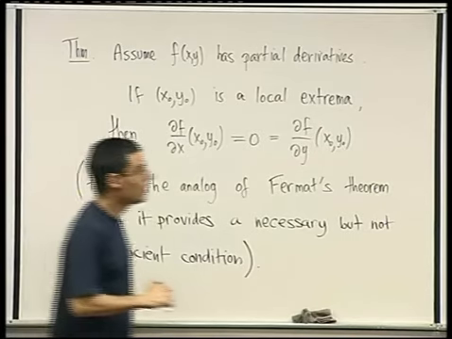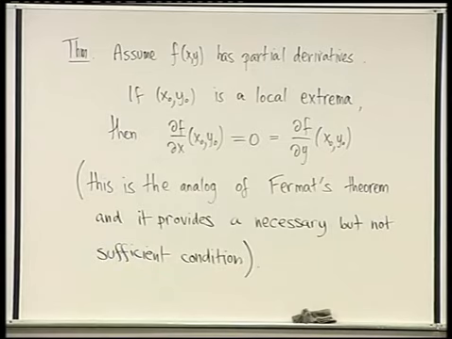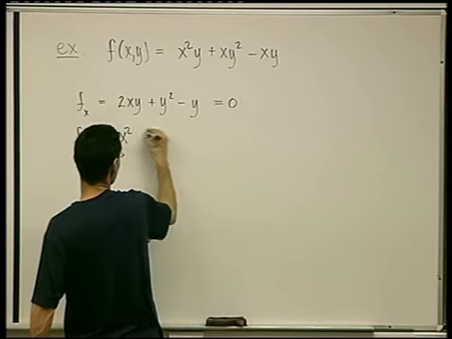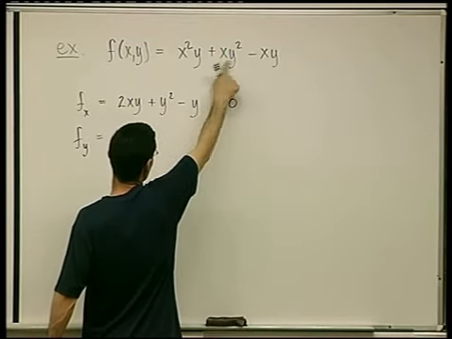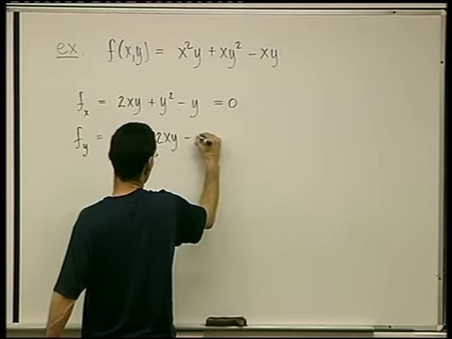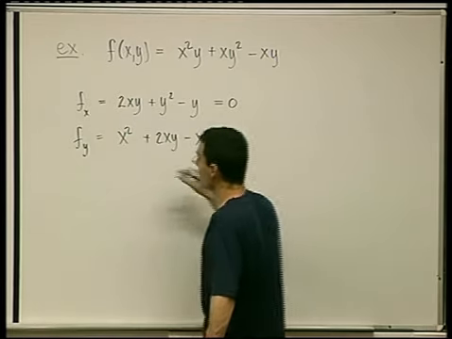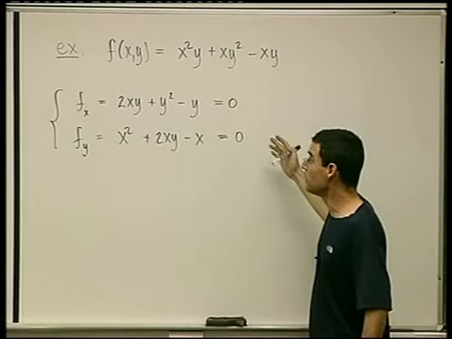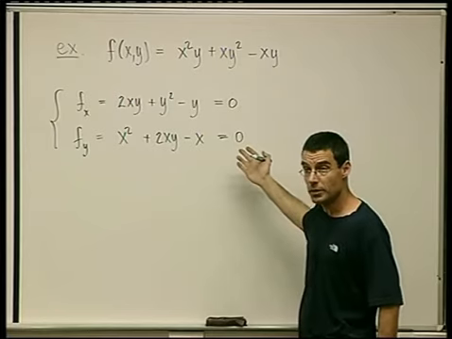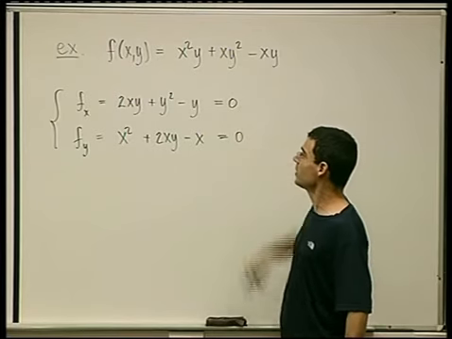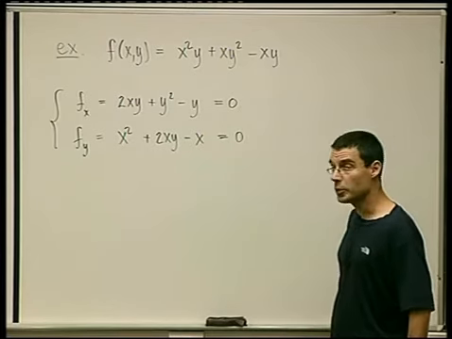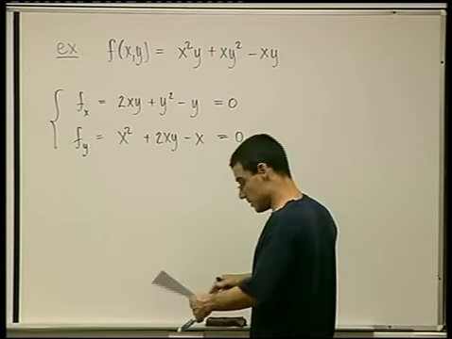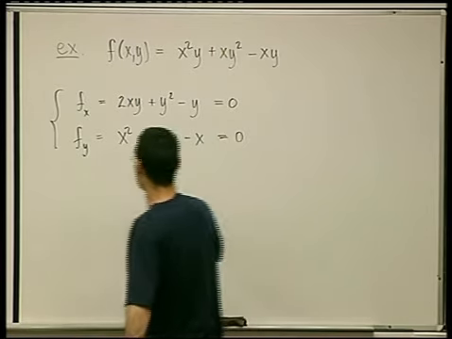Good? Okay. So here's fx, has to be 0. Fy, what is fy? It's x squared plus 2xy minus x. That has to be 0 as well. So a point x, y is going to be a critical point, a suspicious point, providing it satisfies these two equations. Clear? So let's solve them. Let's see which points satisfy this. So I'm going to rewrite them.